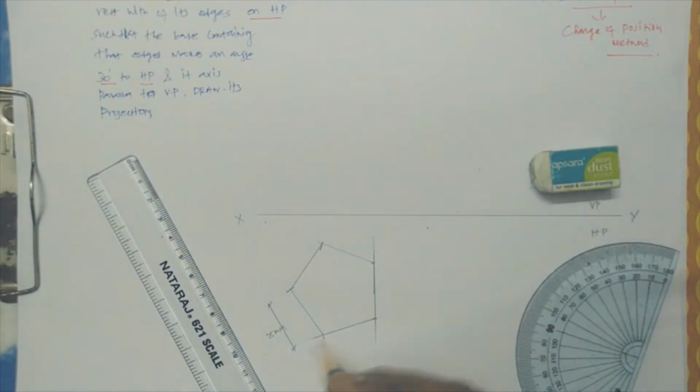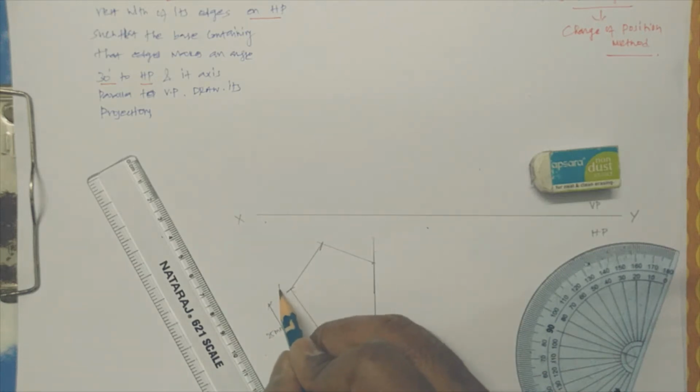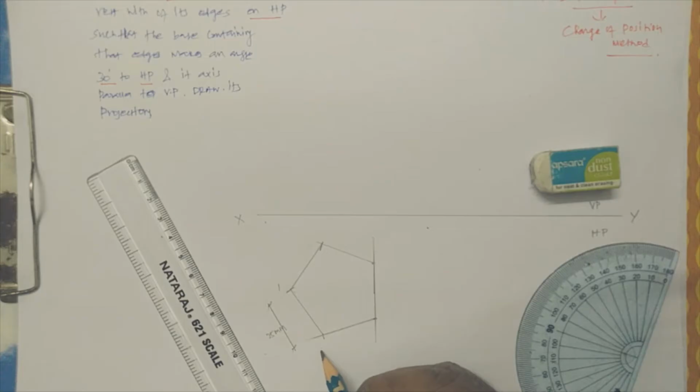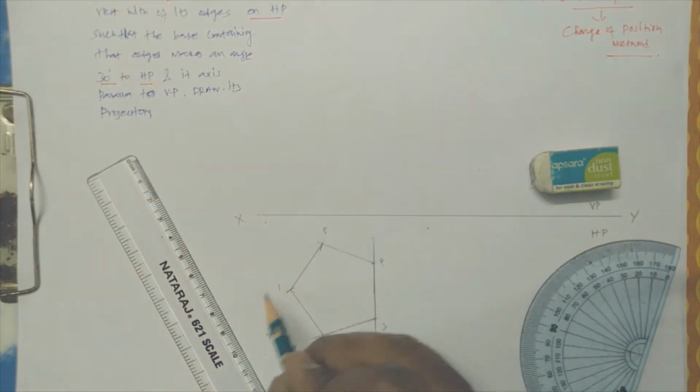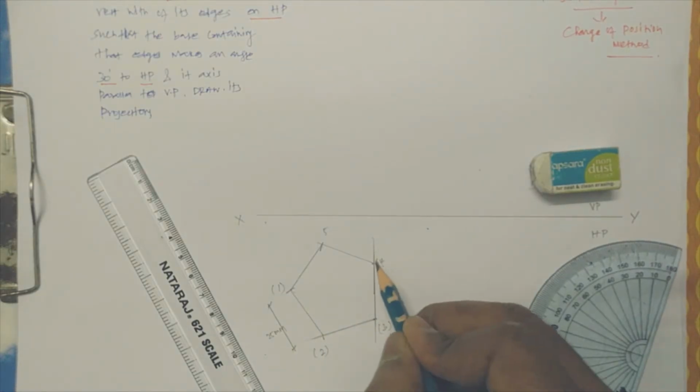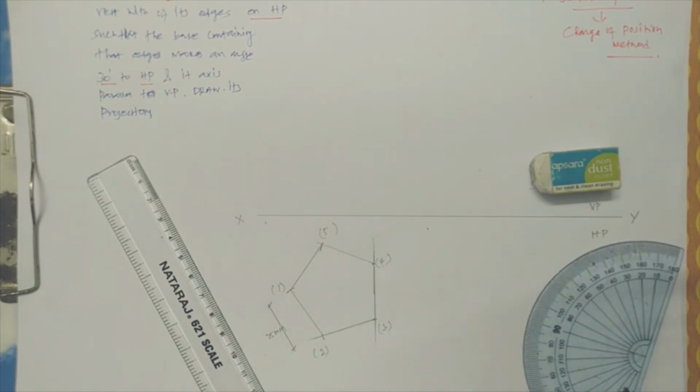Okay, so let us give the name. All the base is numerals. Let us start from here: 1, 2, 3, 4, 5. Let me put it in the bracket. There is a meaning for this. So these are all in bracket.